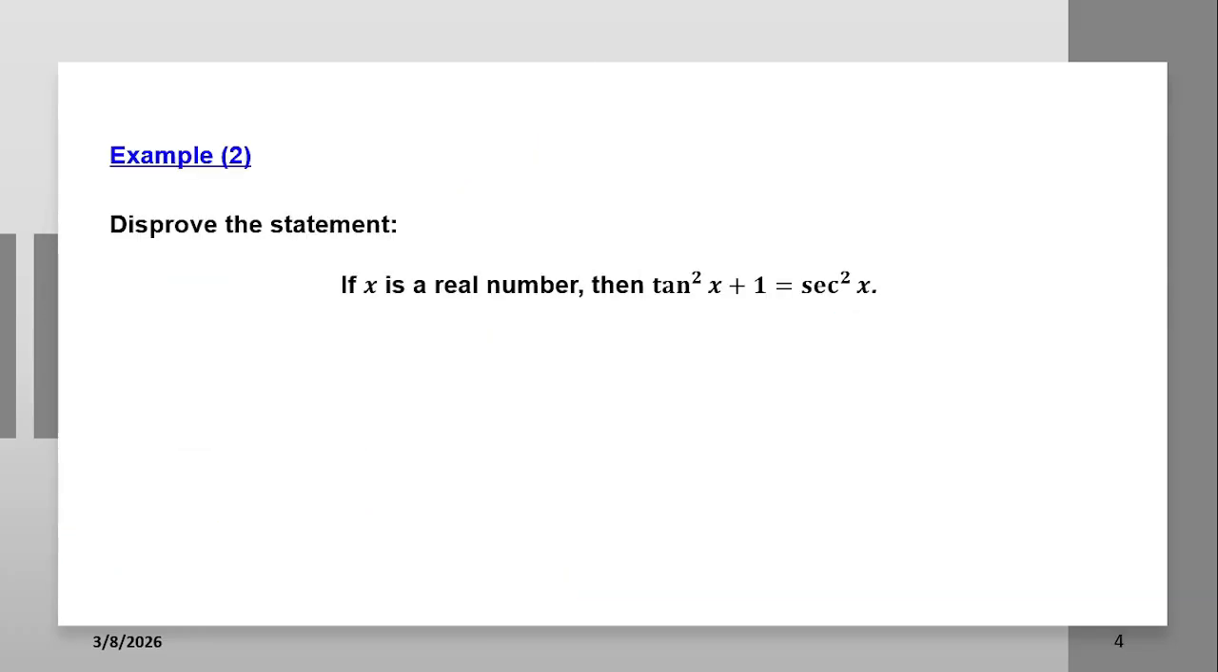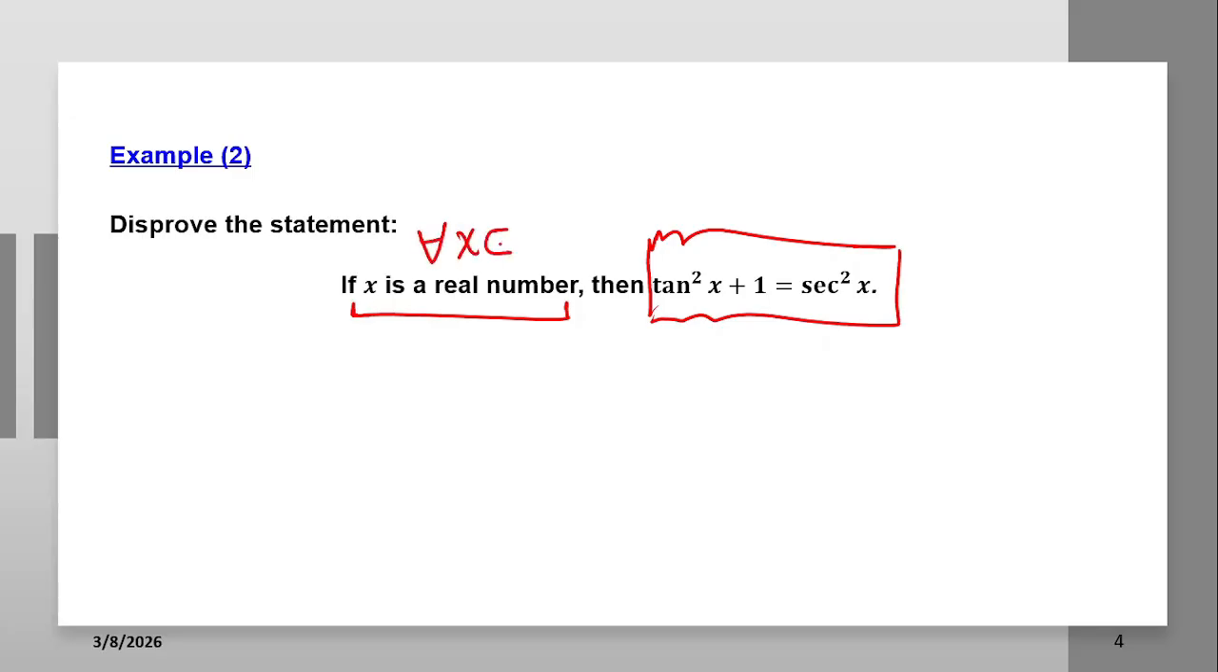In example 2, another statement to disprove. If x belongs to the set of real numbers, then tan squared x plus 1 equals sec squared x. From the first look at this equation, you will see that it is not possible to disprove this statement, as we already trust the truth of this statement from calculus 1. But the wrong part here is, if x is a real number, for every x belongs to R. Both statements together are wrong.